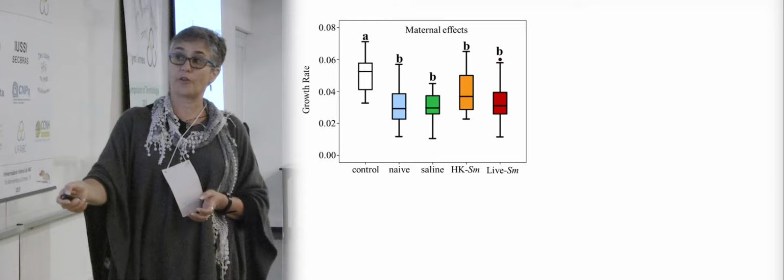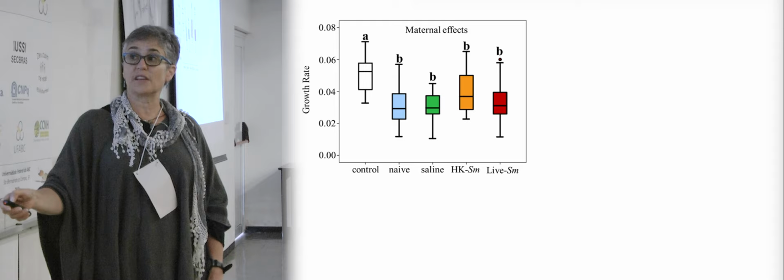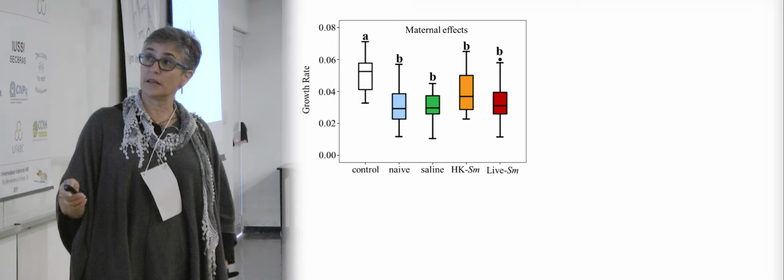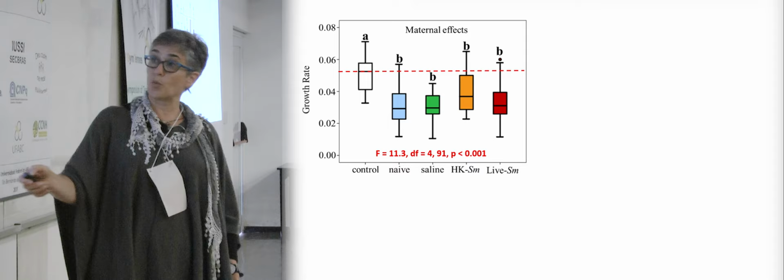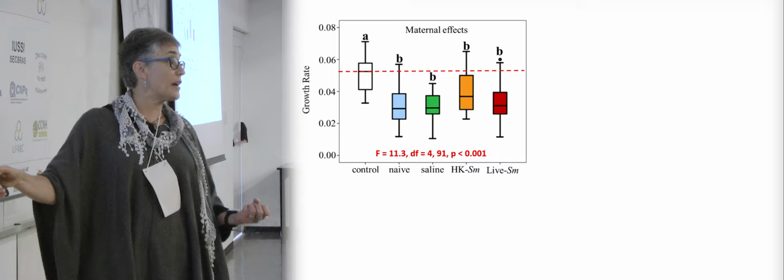So this is Arthrobacter by itself, no eggs. And then you have here eggs of mothers that were treated with naive, saline, heat kill, and live. And here's the slope of that line that I showed you. The first thing you can see is that eggs appear to be antimicrobial, right? Because wherever you have eggs here, the median growth of that Arthrobacter was significantly lower than the control itself.